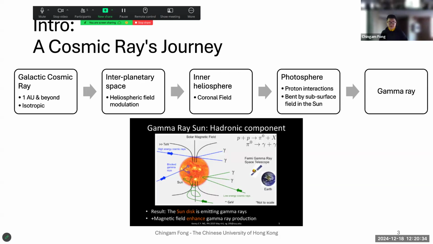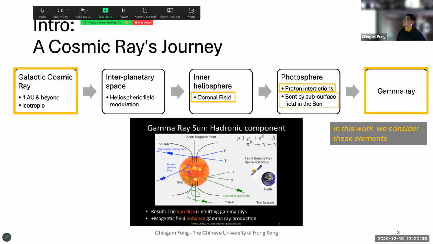So in the present study, we are just taking the galactic cosmic ray and penetrating it through the corona field, and also taking into account the PP interaction, of course, and studying how much gamma ray comes out. We are going to ignore the interplanetary space heliospheric field in general. I may justify it later.